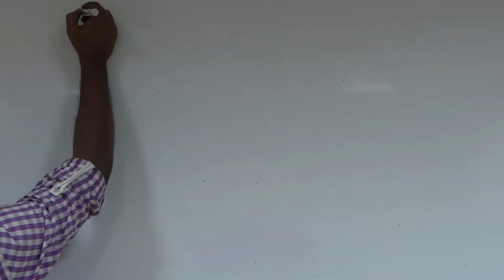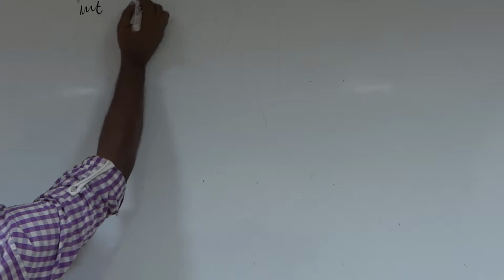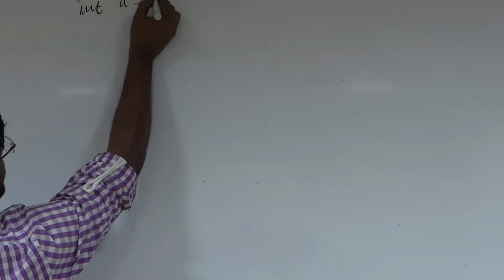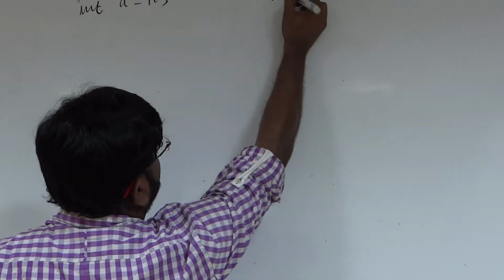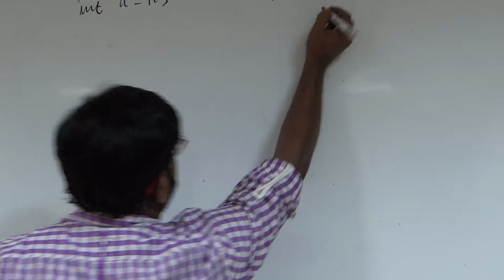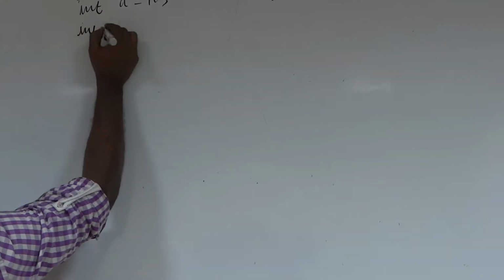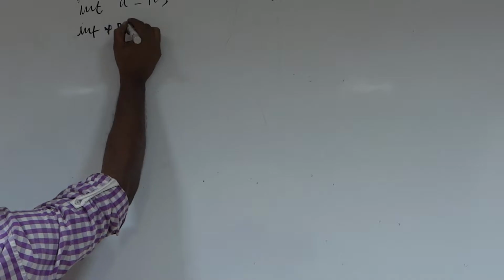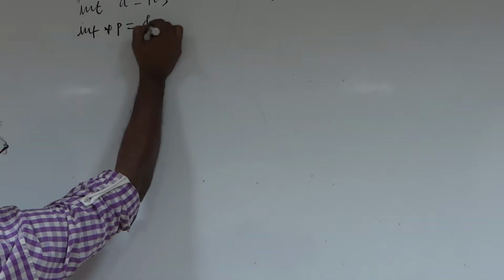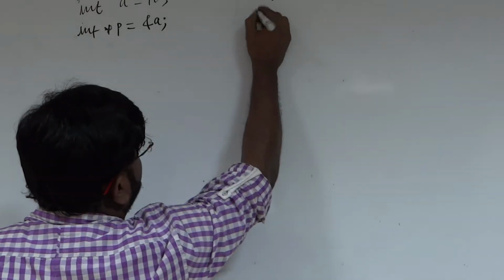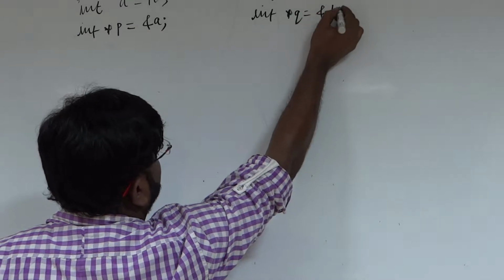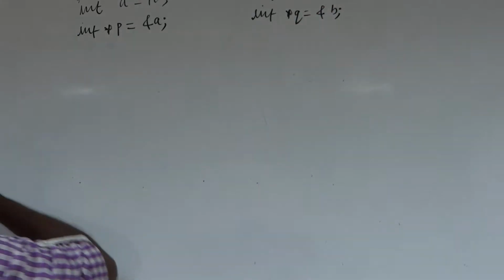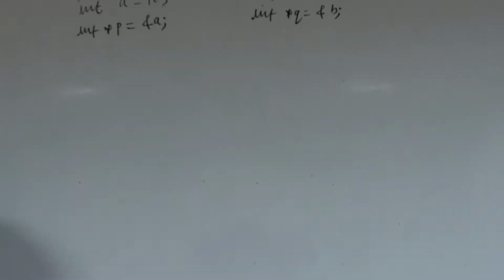So, first of all, int a is equal to 10, and write some code. Int b is equal to 20. Int star p is equal to ampersand a. Int star q is equal to ampersand p. Now you tell me the output quickly.